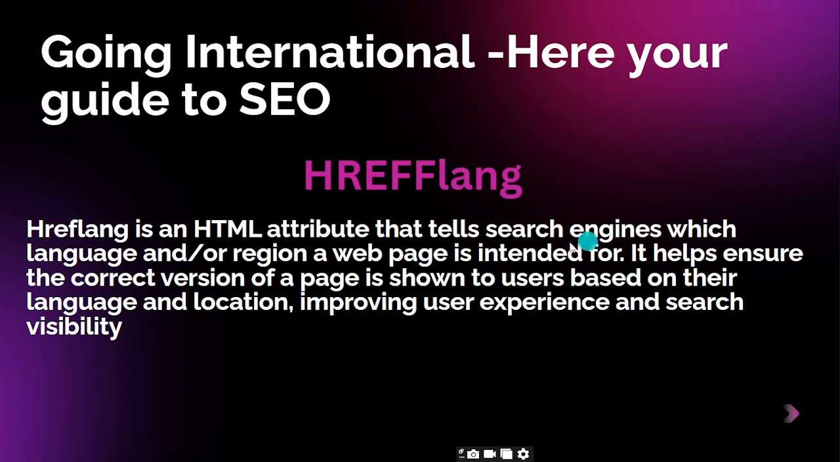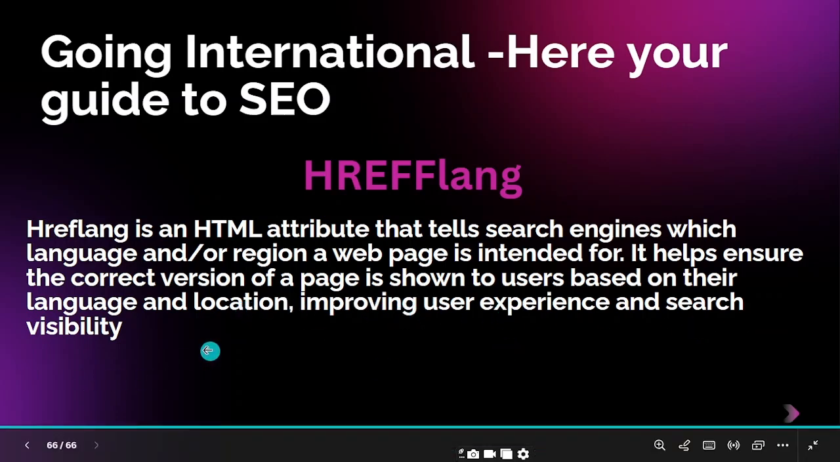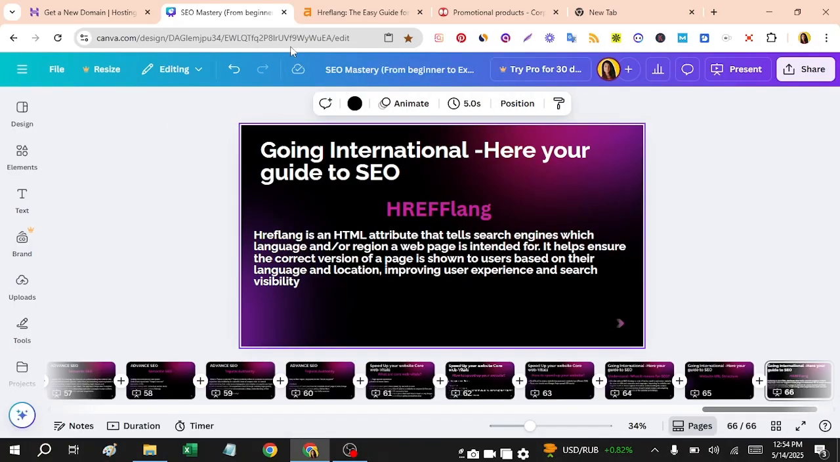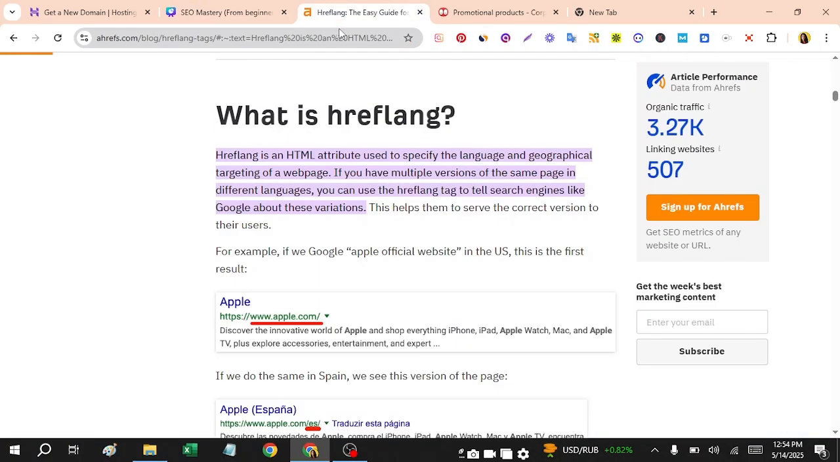So this is what it is. It helps ensure the correct version of a page is shown to users based on their language and location. So these are the two things which tell Google that our website is in this language or in this particular location, improving user experience and search usability. So this is what hreflang states.